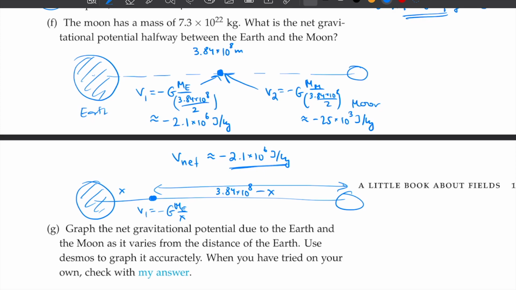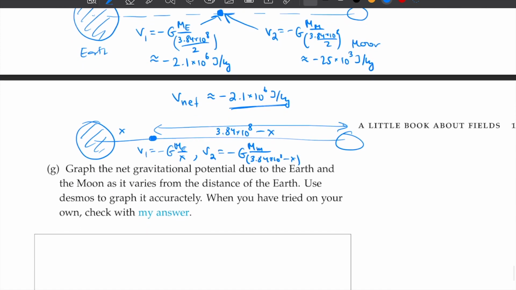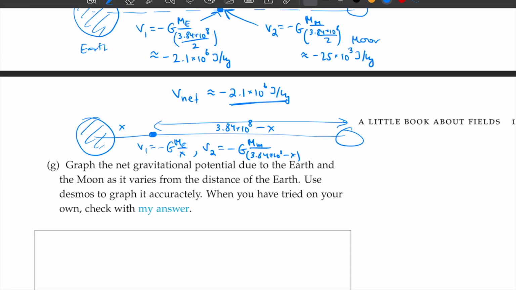But I also have a potential V2 due to the moon at that point, equals minus G mass of moon over 3.84 times 10 to the 8 minus x. And I just add those two together. Then I have something that's a function of x, and I can graph that. So let me show you what that looks like.